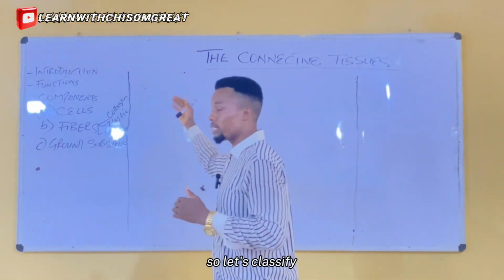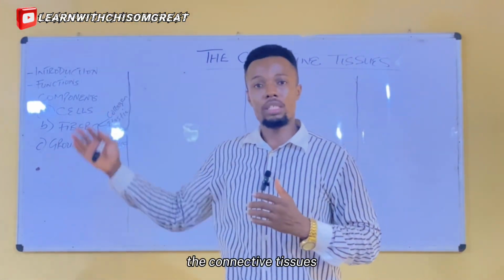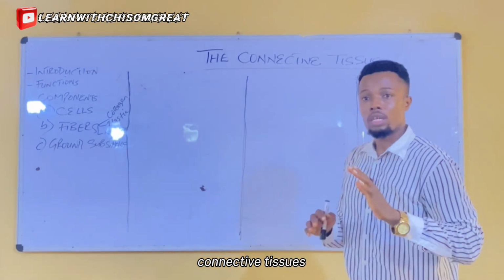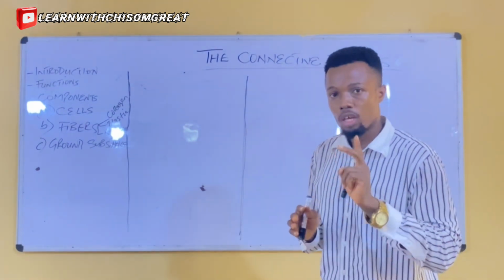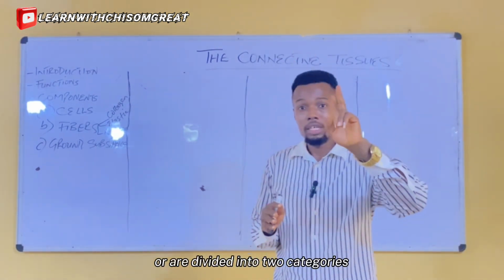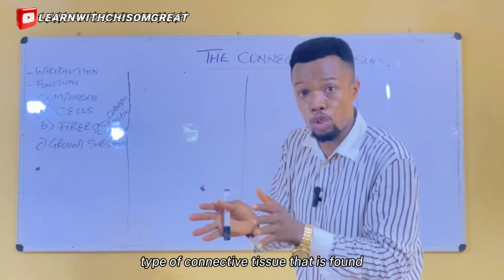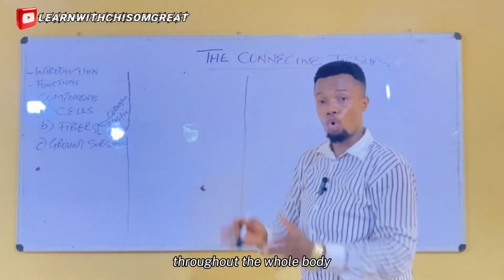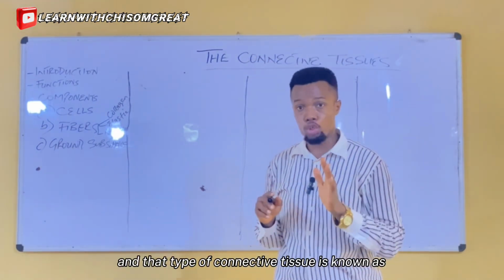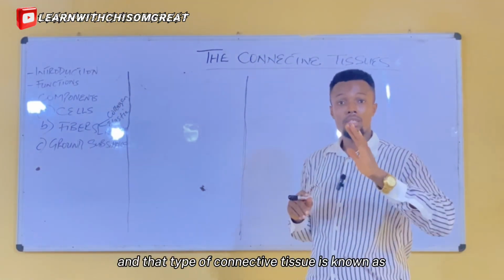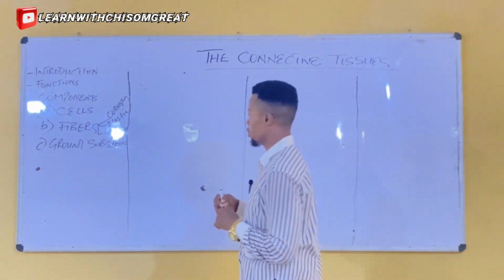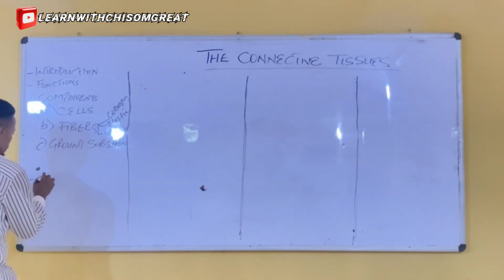So let's classify the connective tissues. Connective tissues are divided into two categories. We have the main type of connective tissue that is found throughout the whole body, and that type of connective tissue is known as the connective tissue proper.